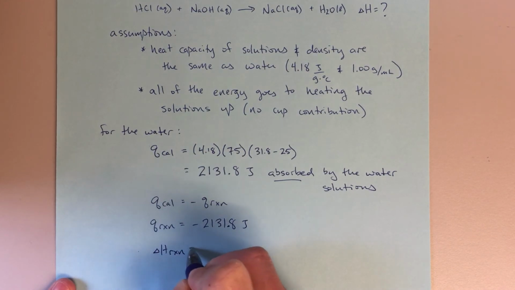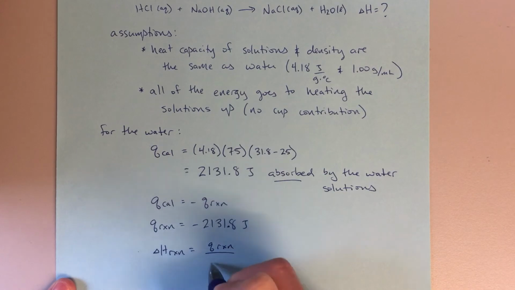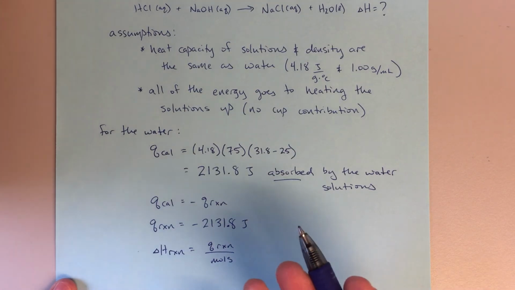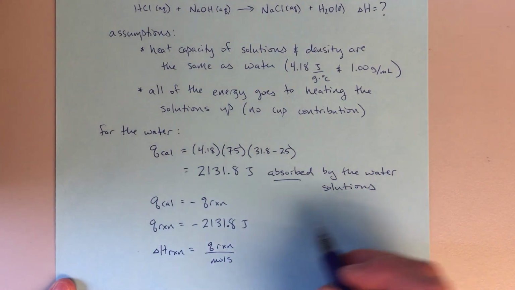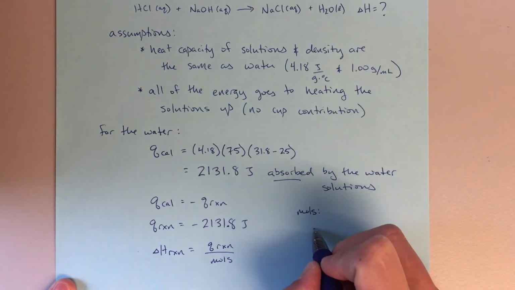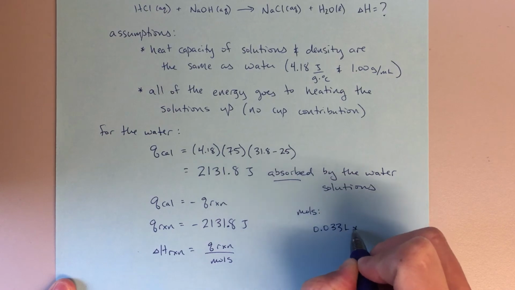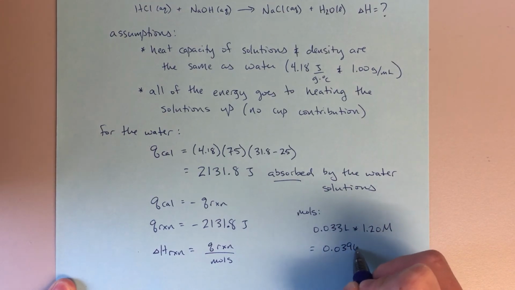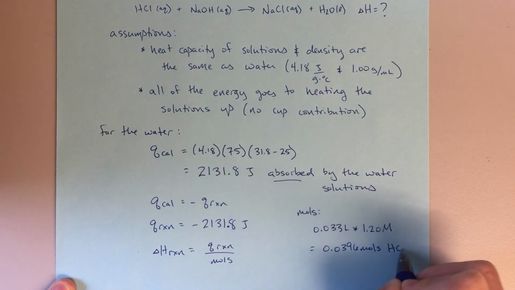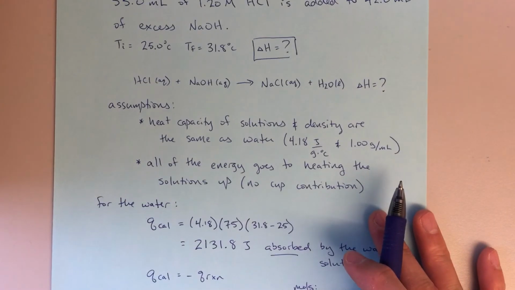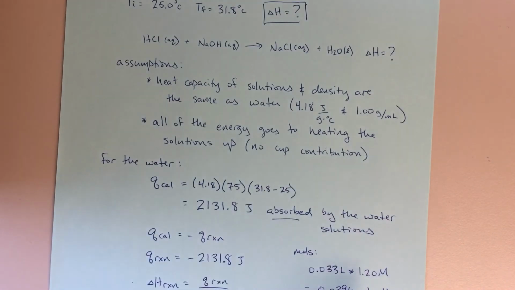Therefore, the last step, if I want to solve for the delta H for my reaction, that's going to be my Q reaction over the moles that I actually used in this reaction, right? So that's where the moles of HCl is going to come into play. So over here, I'll just do a quick calculation for moles. That's going to be my 0.033 liters times my 1.20 molar solution. And that's going to give me 0.0396 moles of HCl that I consumed in my reaction, because in my reaction that was the limiting reagent, right? We had excess sodium hydroxide.